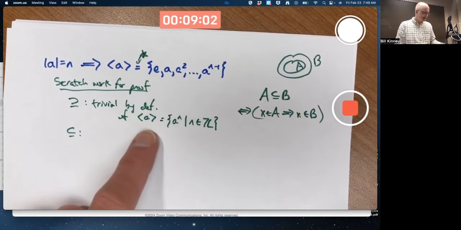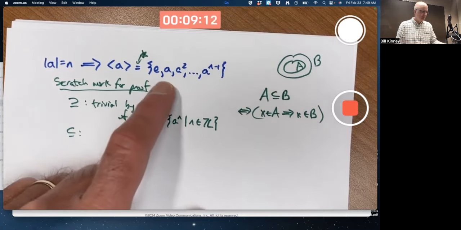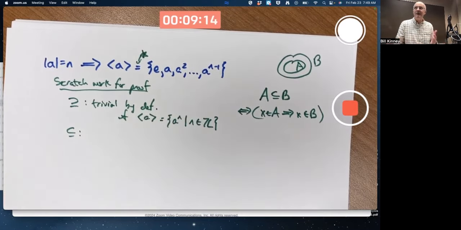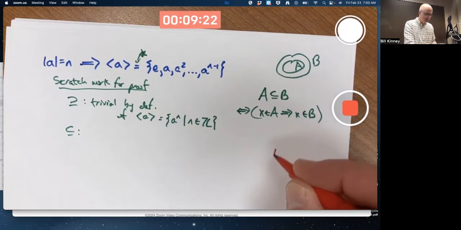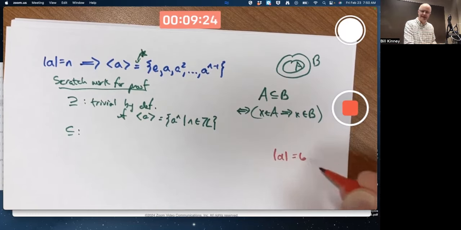That's what it is by definition. So I have to take an arbitrary element of this set and show it's one of these elements. How do we do that for examples? Think about how you do that for examples. Take even abstract examples. Take the case where, like we thought about before, the order of A is 6.